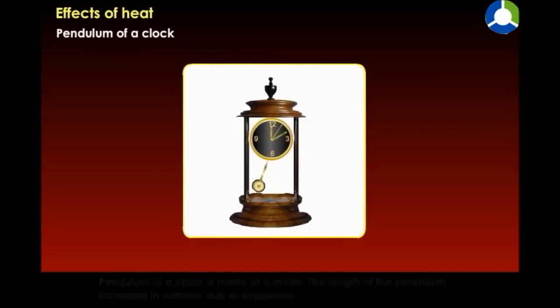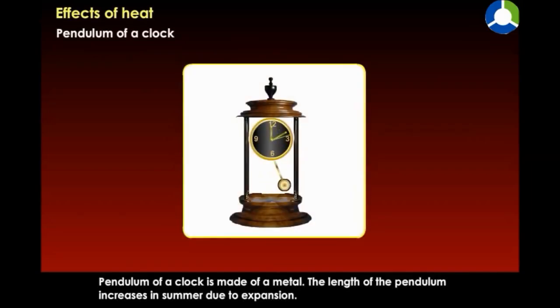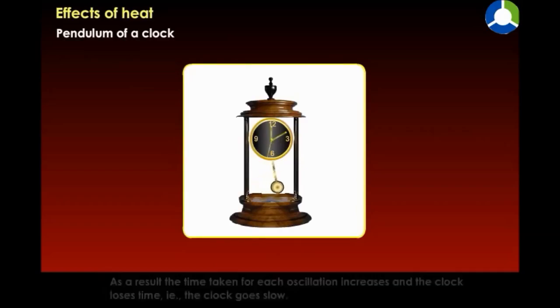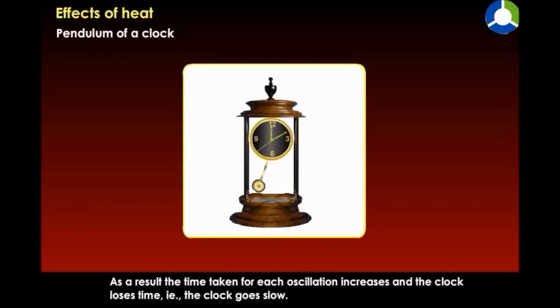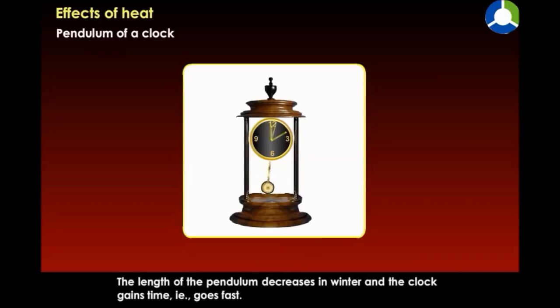Pendulum of a clock. Pendulum of a clock is made of a metal. The length of the pendulum increases in summer due to expansion. As a result, the time taken for each oscillation increases and the clock loses time. That is, the clock grows slow. The length of the pendulum decreases in winter and the clock gains time.